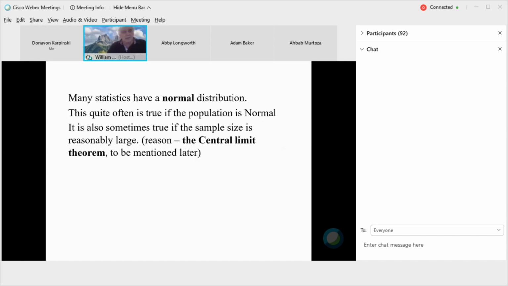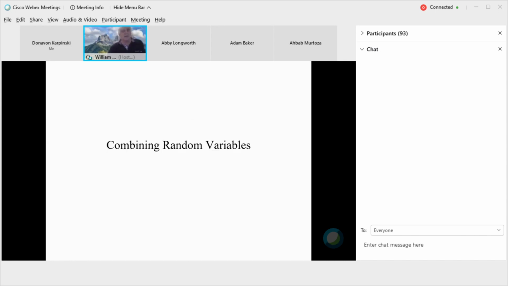Many statistics end up having a normal distribution, a bell-shaped curve. This is quite often true when the population being sampled is normal, a bell-shaped curve. It also is sometimes true when the sample size is reasonably large. There's a theorem called the central limit theorem, which says that statistics such as averages and means will have a normal distribution even if the population is not normal. Next: combining random variables.